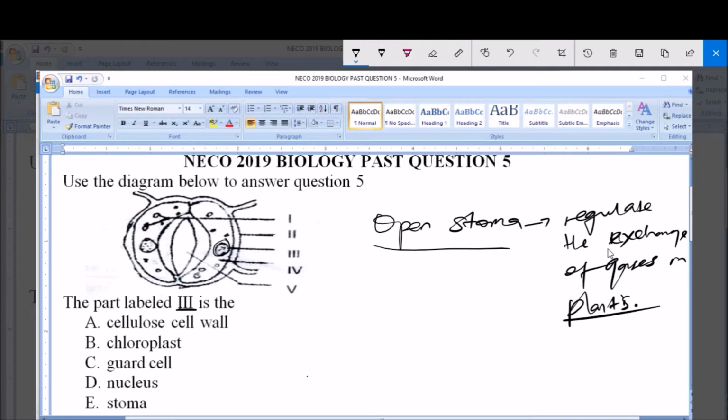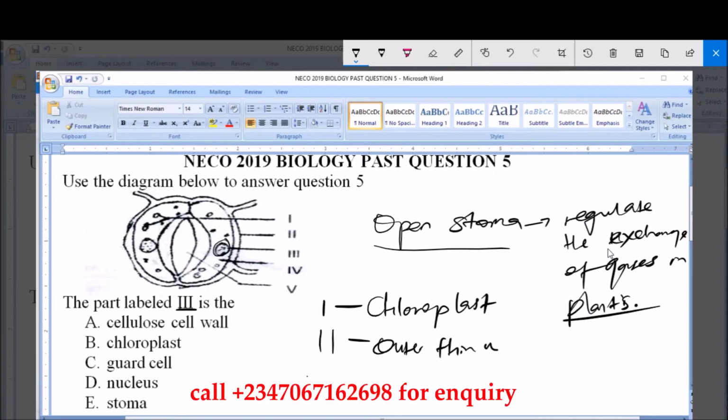Now to know what this I represents, we have to label this diagram. Labeling this diagram, I represents the chloroplast. These are the chloroplasts. II represents the outer thin wall. So this is II representing the outer thin wall. Look at it.